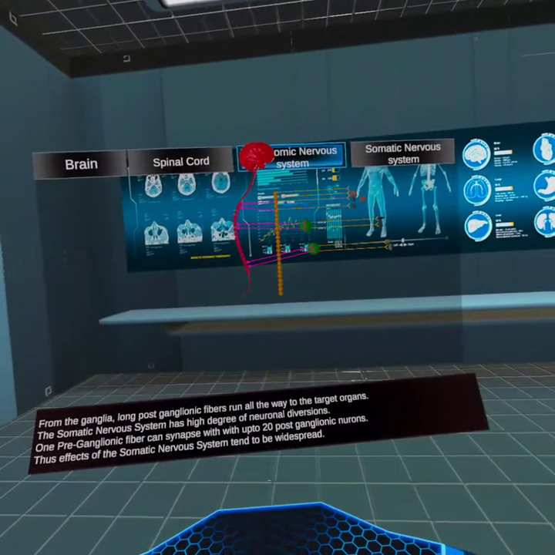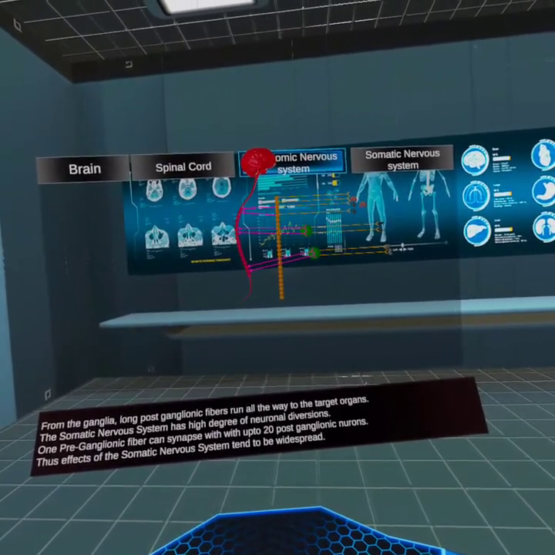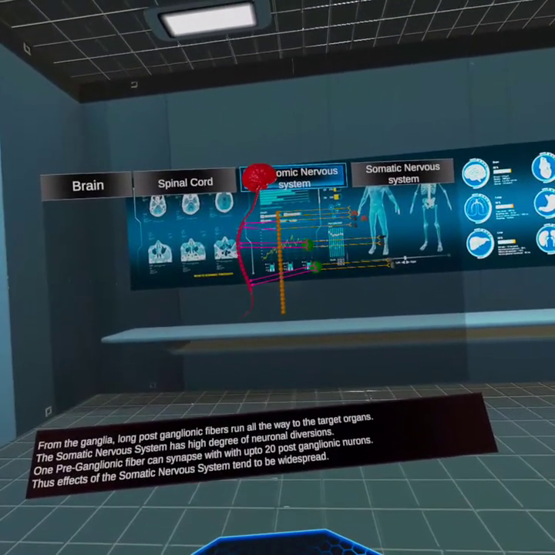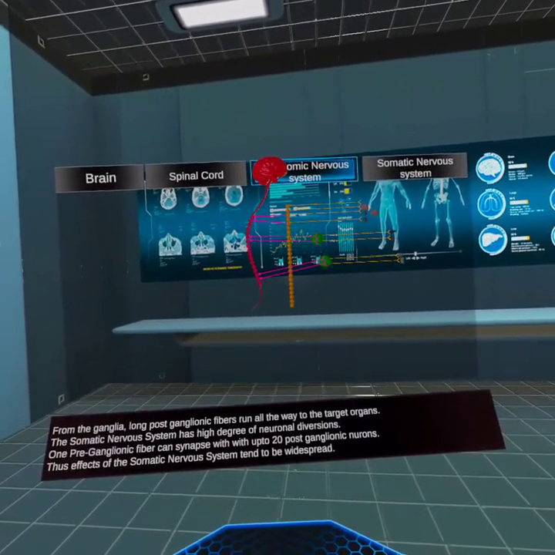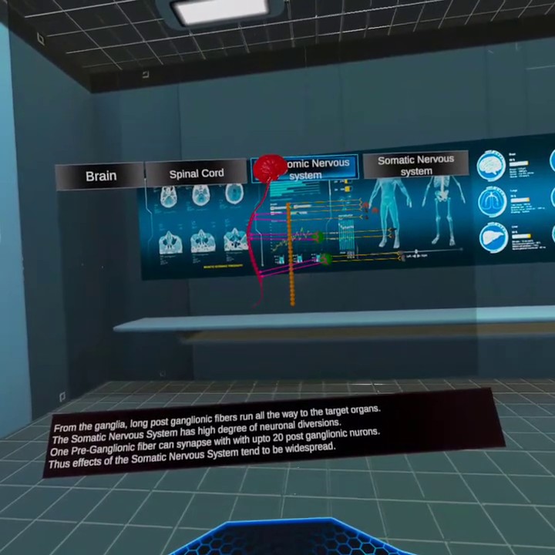The sympathetic nervous system has a high degree of neuronal divergence. One preganglionic fiber can synapse with up to 20 postganglionic neurons. Thus, effects of the sympathetic nervous system tend to be widespread.